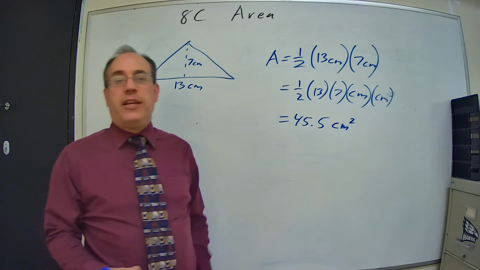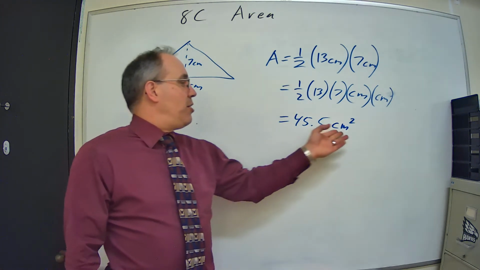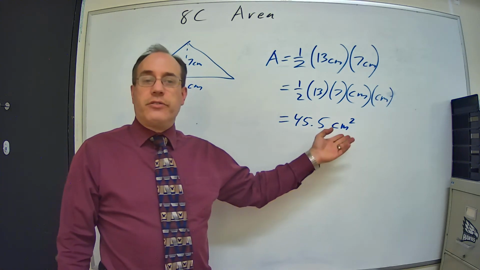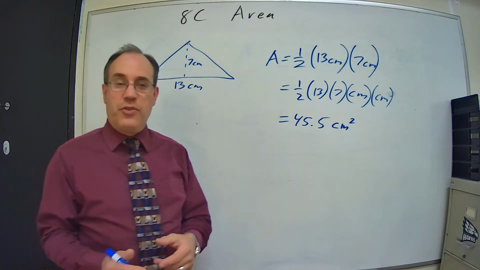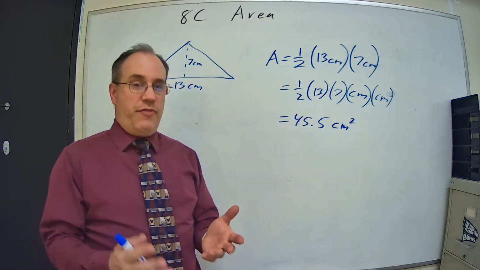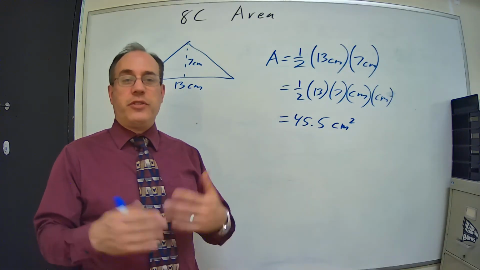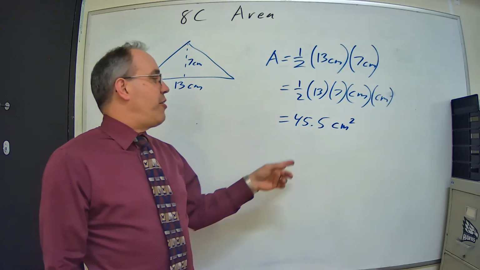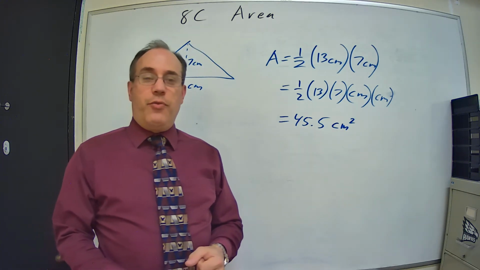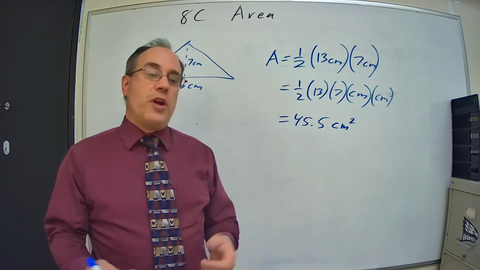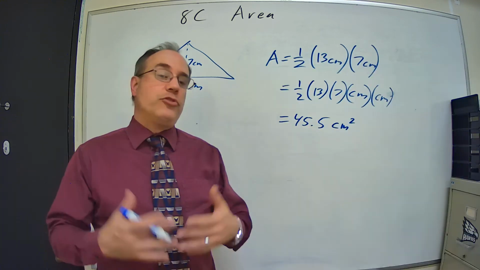Anytime you have an area, the unit is going to be squared. If you have a perimeter or a distance, the unit is just going to be the unit. If it's in feet, it's feet. If it's in meters, it's meters. If you have an area, it's going to be squared. If it's in centimeters, it's centimeters squared. If it was in inches, it's inches squared. If it's in miles, it's miles squared.